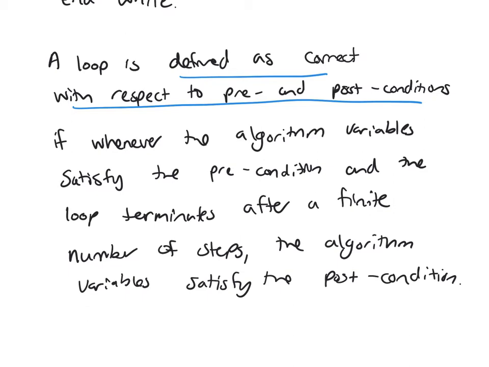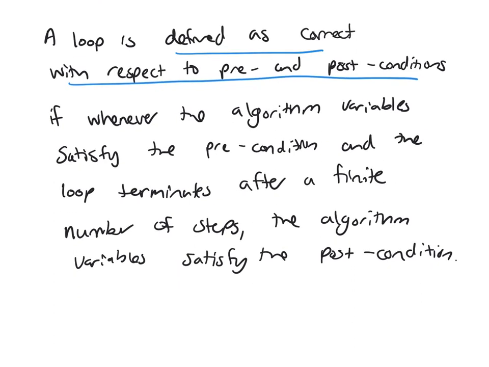Right, so whenever your algorithm variables satisfy the precondition and the loop has to terminate after a finite number of steps, you want to make sure that the algorithm variables satisfy the post condition.